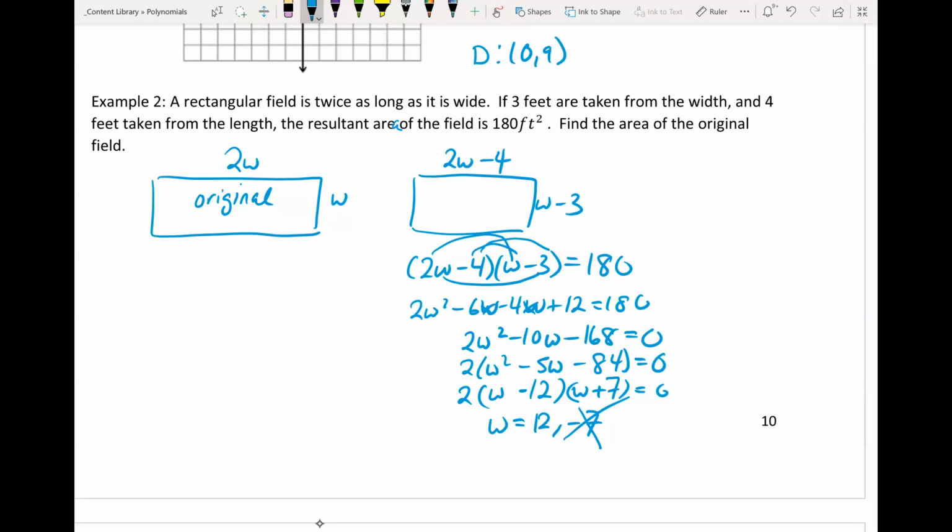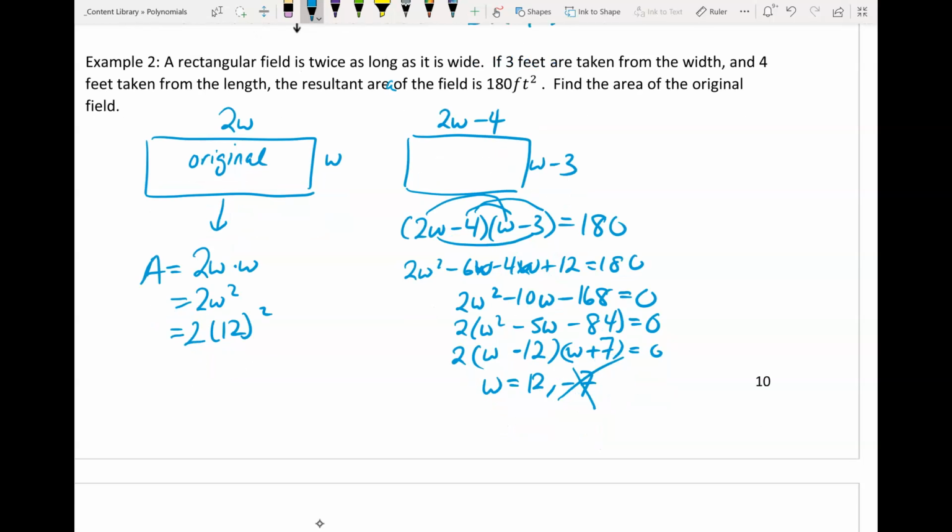Now, we're not done. We just found the width. We want to find the area of the original field. So we want to find the area of this. That's 2W times W, which is 2W squared. We just solved for W. We know that is 12. So that's 2 times 12 squared, which is 2 times 144, and that is 288.